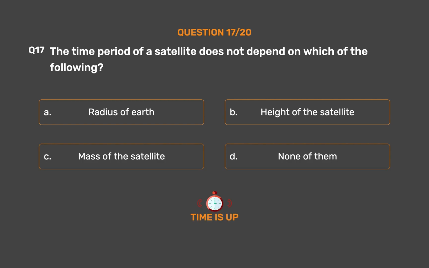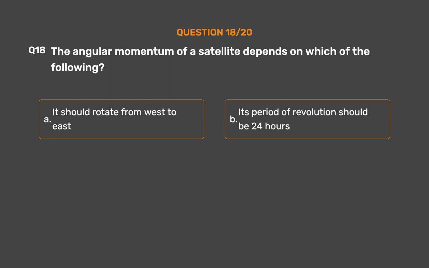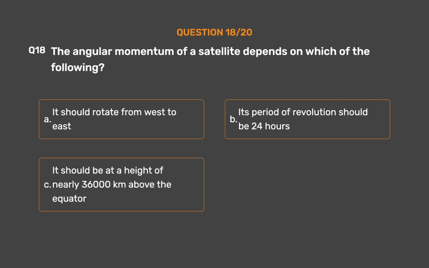The correct answer is Option C. Mass of the satellite. Question number 18. The angular momentum of a satellite depends on which of the following? Option A. It should rotate from west to east. Option B. Its period of revolution should be 24 hours. Option C. It should be at a height of nearly 36,000 kilometers above the equator. Option D. All of them.